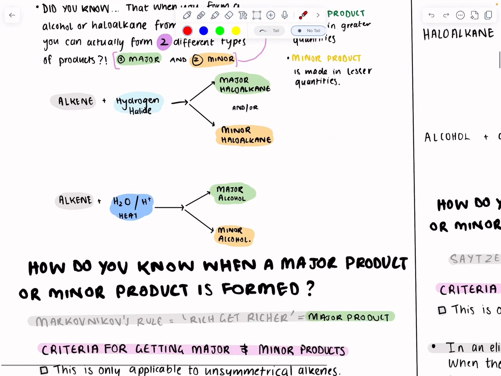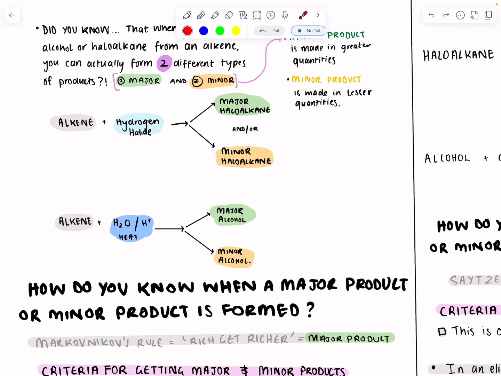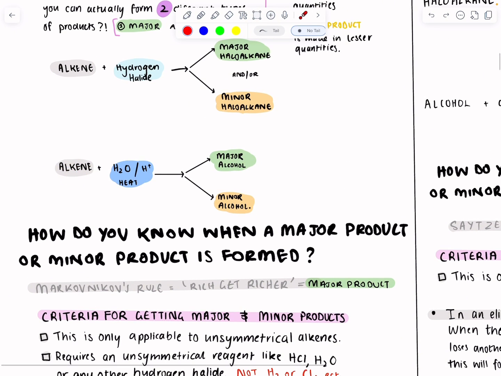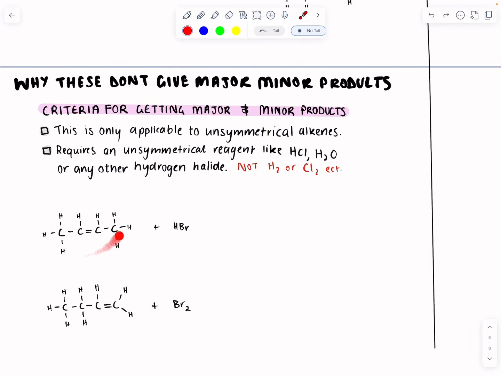Moving on, there needs to be a bit of a criteria for the formation of major and minor products. For alkenes to form major and minor products, the criteria is that the molecules, the alkenes, need to be unsymmetrical. What do I mean by that? As you can see here, this alkene is symmetrical because of this double bond being placed right in the middle of this chain. This alkene, however, is unsymmetrical because this double bond is placed towards the end of the chain. So the shape of this is quite unsymmetrical.